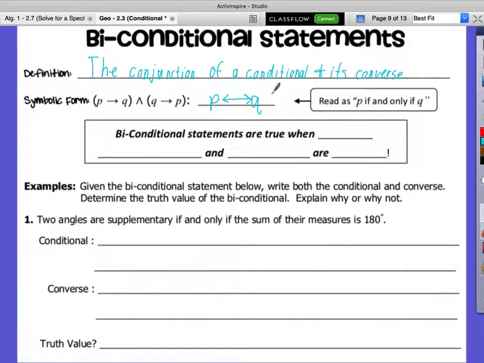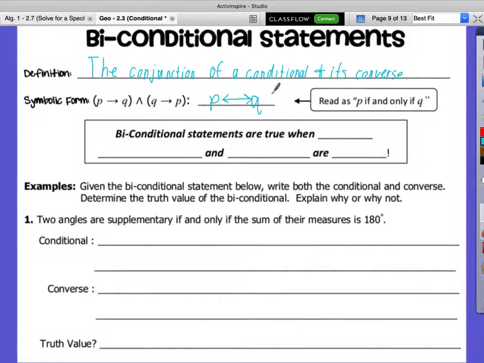Because we have an arrow going from P to Q and an arrow going from Q to P, it goes both directions now. So we combine it into one symbol just to make it easier to write. That's less to write. And we read this as P if and only if Q. So P is true if Q is true, but it's also only true when Q is true.